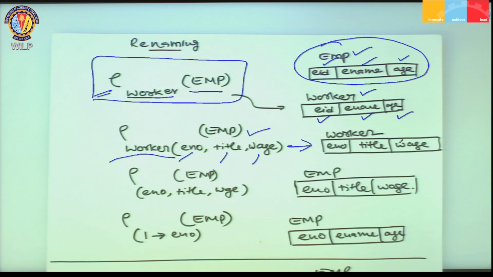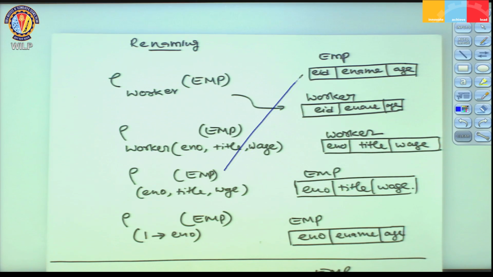Then if I want to change only the attribute names, I can do that. Here I don't want to change the name of the relation. Now I would like to change only the attribute names of this original relation EMP. For this original relation EMP, I am specifying that the attribute names need to be changed. Then the name of the relation is the same, only the attribute names have changed.